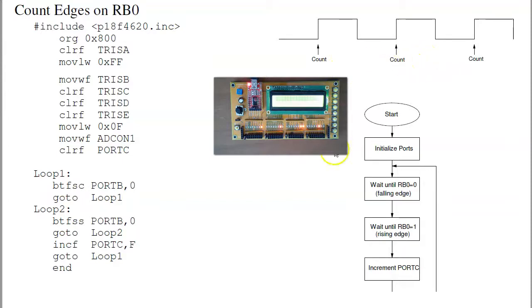So to do that, what I'll do is have this flowchart. I'll initialize the ports. Port B is input. Port C is output. I'll wait until RB0 equals 0. That's right here. Then wait until it's a 1. If it is a 1, then I just saw a rising edge. Increment port C, and then wait for it to go to 0 again, wait for it to go to 1. That's the flowchart. The corresponding program is this one.